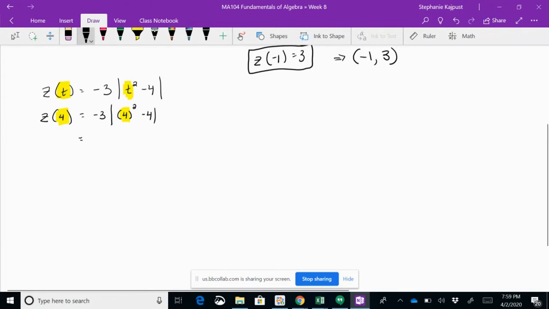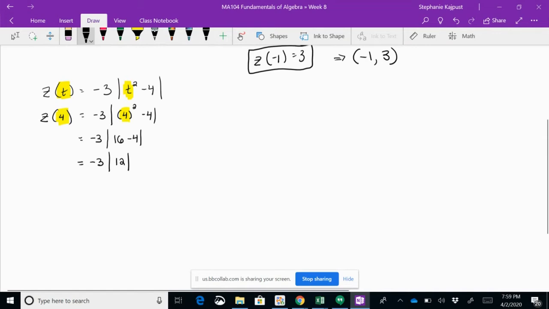So on the right, we have parentheses, which are basically what's inside absolute values, and then you have to do your exponent first. So I need to square the 4. So 4 times 4 is 16. So that's going to be 16 minus 4 inside my absolute values. Then I need to simplify inside the absolute values. So 16 minus 4 is 12. So now I'm going to have 12 inside the absolute value.